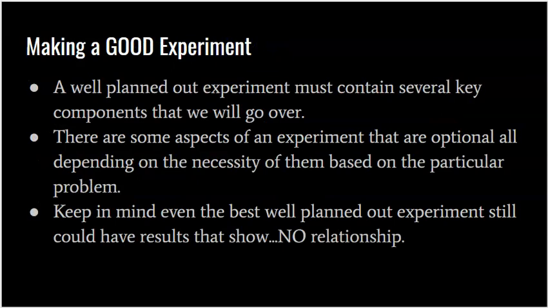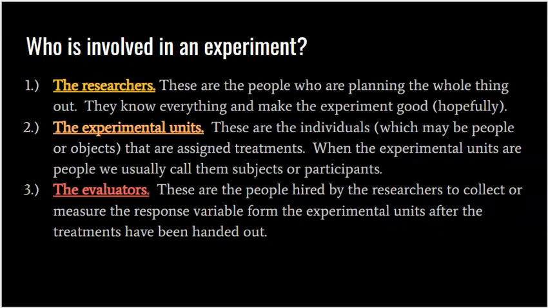All right, when you make a good experiment, it's got to be well planned out, and it's got to contain several key components that we're going to go over. Now, there are some aspects of an experiment that are optional, meaning that they could be in there or they cannot be in there, all depending on the necessity of them based on the particular problem. And we'll examine some of those at the end as well. Keep in mind, even the best, well-planned out experiment still could have results that show no relationship. So just because you think you have the best experiment in the world doesn't mean it's guaranteed to show that X will cause Y.